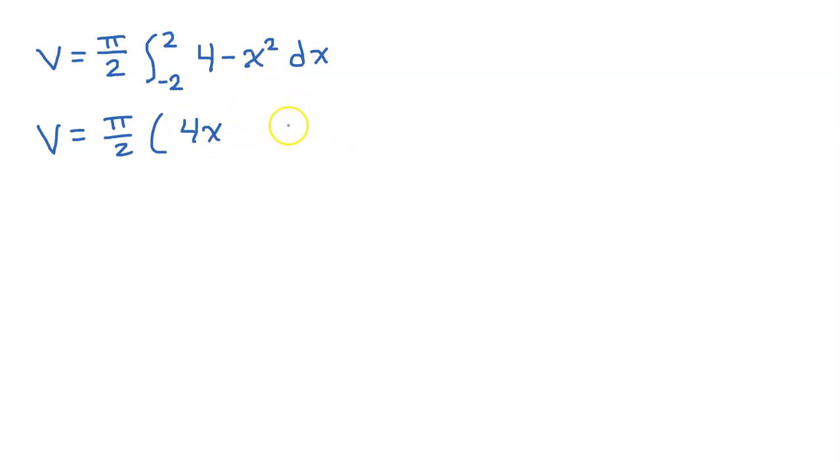And then I see the x squared. I'm going to turn that into x to the 3rd power and divide by the new exponent. So I will have a 1/3 here. And then this is negative. We have the limits of integration, so we need to integrate from -2 to 2. This means we need to find the value at 2 minus the value at -2.